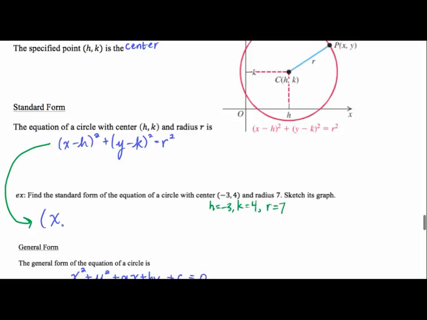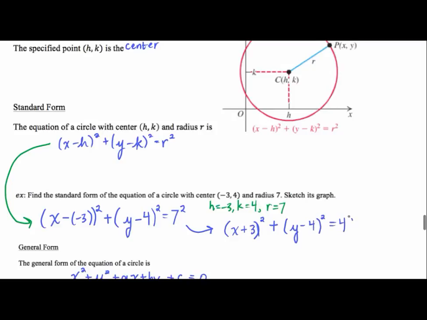we will get x minus negative 3, which I'm going to write as x plus 3 in just a second, all squared, plus y minus 4 all squared, equals 7 squared. If you simplify it, that's x plus 3 all squared plus y minus 4 all squared equals 49. Okay, I didn't leave room for a graph, did I? We'll do it on the board.